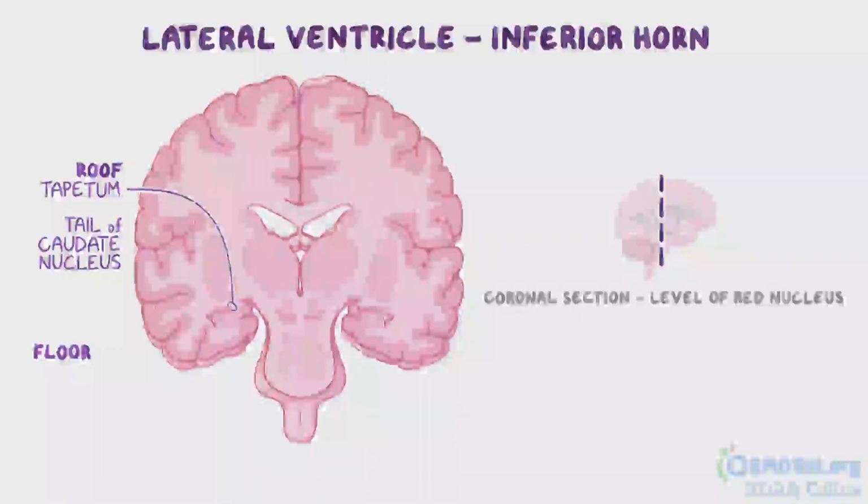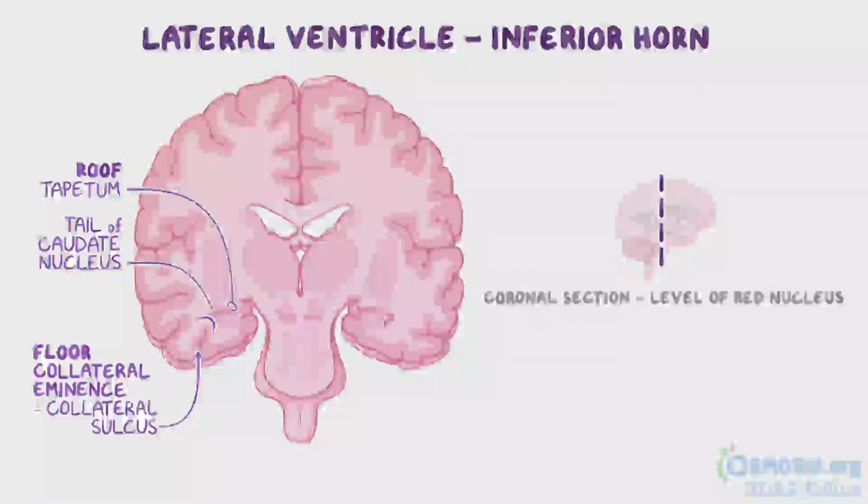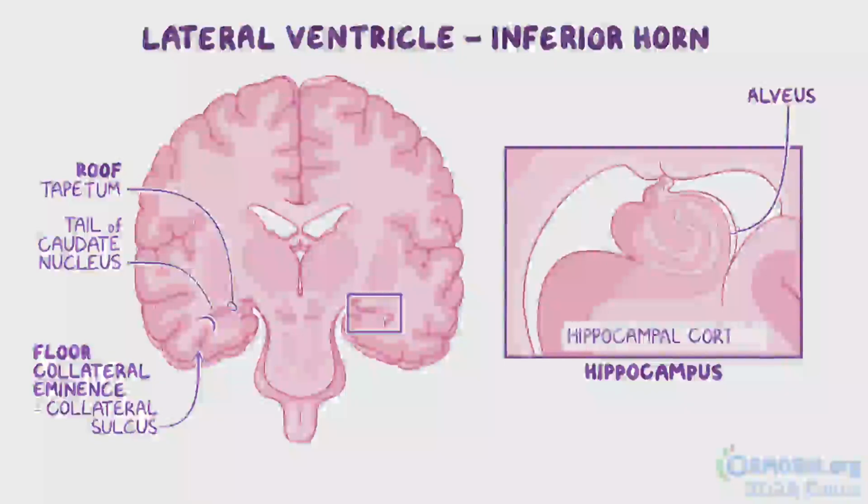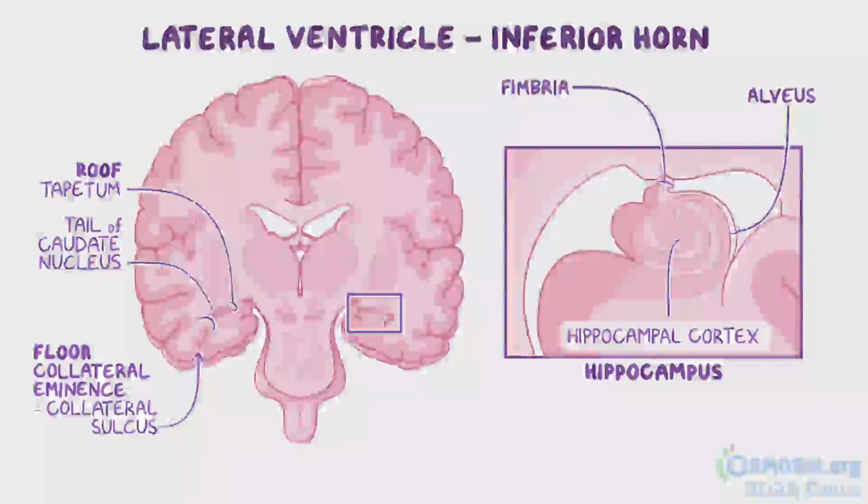nucleus. The lateral part of the floor is formed by the collateral eminence, which is an elevation caused by the collateral sulcus underneath it. The medial part of the floor is formed by the hippocampus. The ventricular surface of the hippocampus is lined by the alveus, which is formed by the fibers of the neurons inside the hippocampal cortex. Fibers of the alveus group together to form the fimbria, which are positioned medial to the hippocampus.